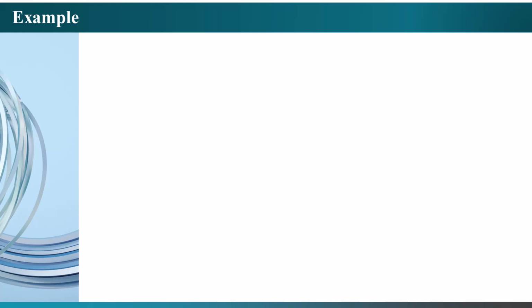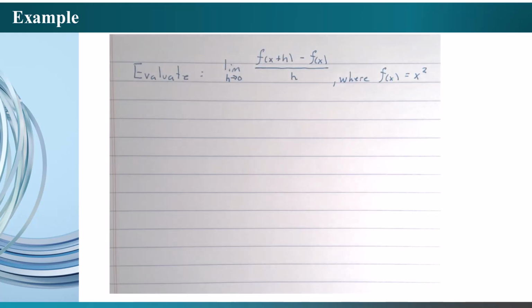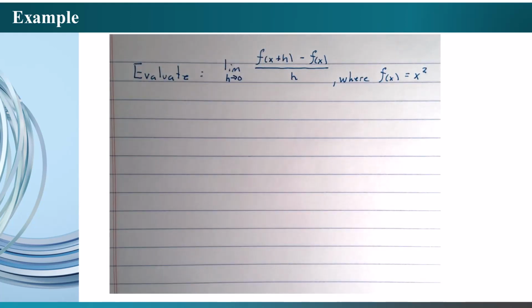Let's look at another example. We want to evaluate the limit as h approaches 0 of the quantity f of x plus h minus f of x all over h, where f of x is equal to x squared. Okay, so obviously if we were to just put 0 in place of h, I would get a 0 both in the numerator and the denominator. So we have to do some kind of algebra here.